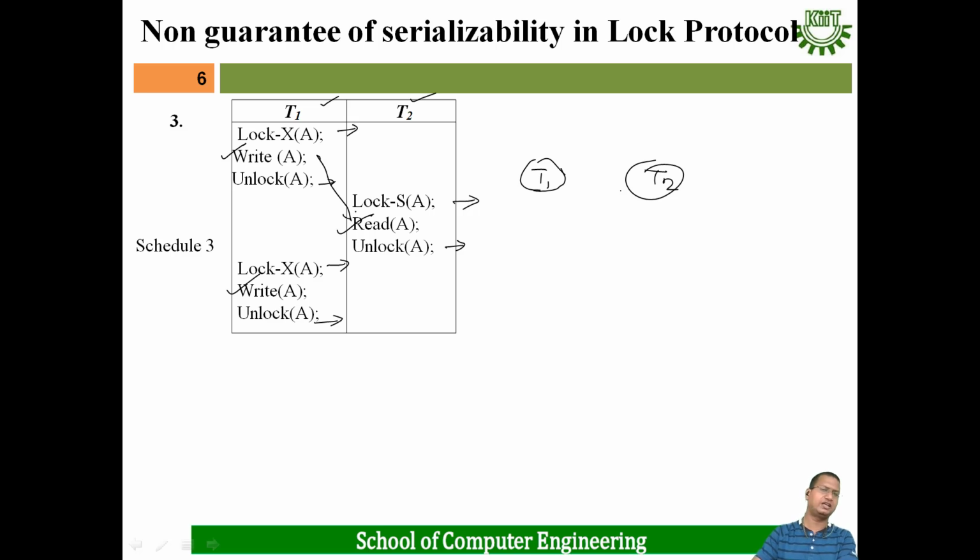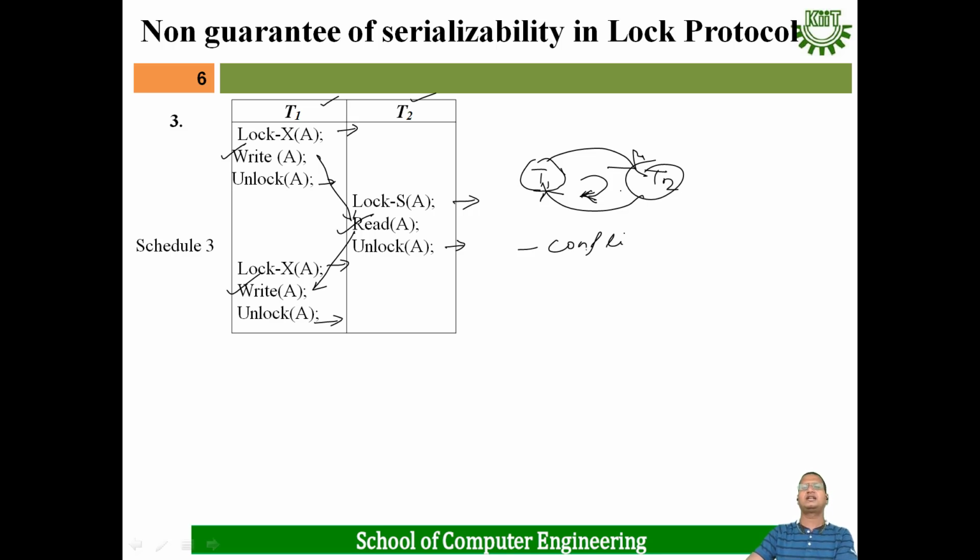Yes, it is a conflicting operation. That means first transaction T1 will happen, then T2. That means we have to put an arrow like this. Then in this case, read A and write A. Here also a conflicting operation is there, meaning T2 to T1. That means here a cycle is present. In case of a precedence graph, if a cycle is present, serializability is not maintained. This schedule is not a conflict serializable schedule.